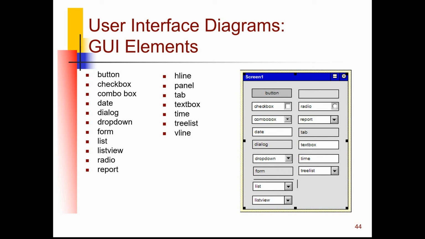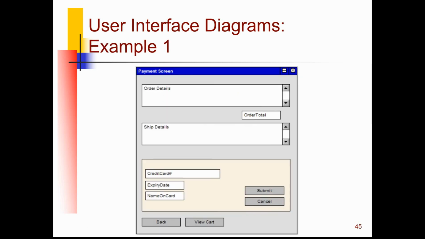Almost all GUI elements are available in the user interface diagram: the button, checkbox, combo box, state diagram, and so on. Anything you can think of in the GUI elements is included in the user interface diagrams. By using Enterprise Architect, you can come up with any kind of user interface.